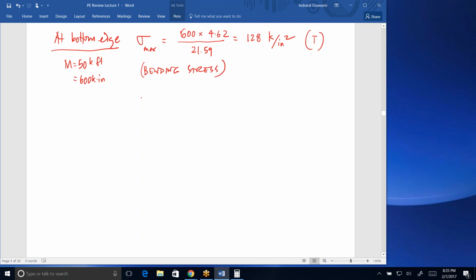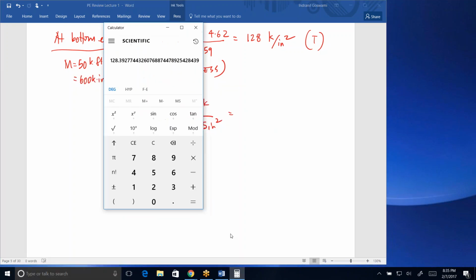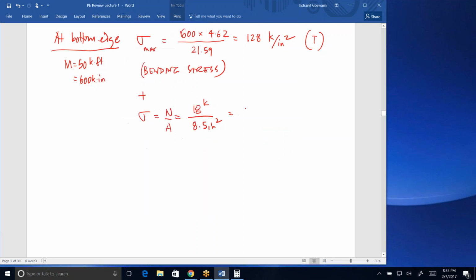And the axial stress, which is the N over A, was 18 kips divided by, I think the total area was 8.5 square inches, right? 6 and 2.5. So that's 18 divided by 8.5, which is 2.12 kips per square inch. And this is also tensile, and this is uniform tensile.